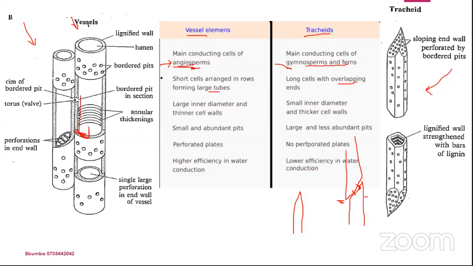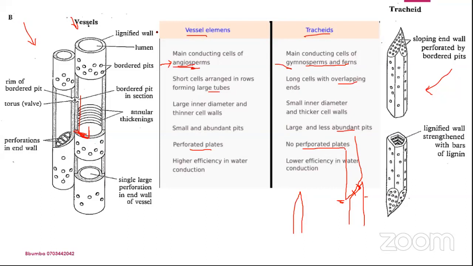Then the vessel elements have a large inner diameter, and the tracheids have a smaller diameter. Then tracheids have small and abundant pits, and vessels have large and less abundant pits. Then tracheids have no perforated plates, while vessels have perforated plates. Let me first pick some questions.